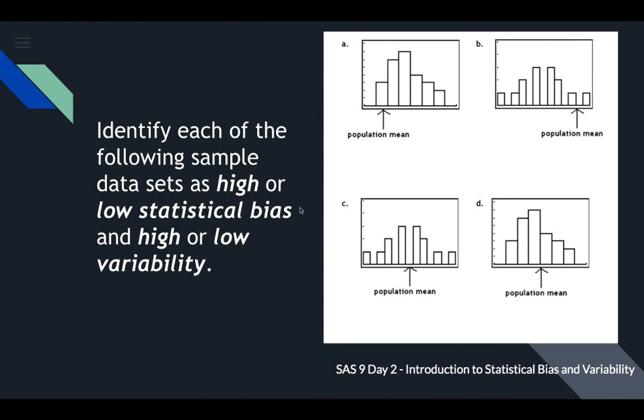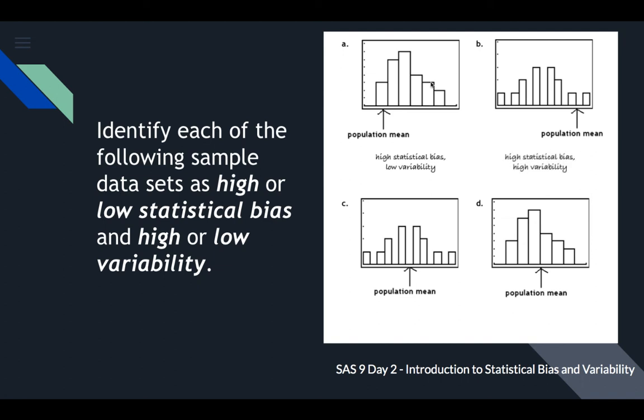So if the population mean is in a different spot than the sample mean, that's called high bias. If the population mean and the sample mean are about in the same spot, that's low statistical bias. If the data values are really close together, that's low variability. And if they're really spread out, that's called high variability. So we can see this first one, A, is probably high bias and low variability. The second one, probably high variability and high bias.